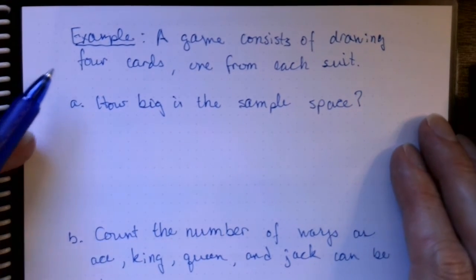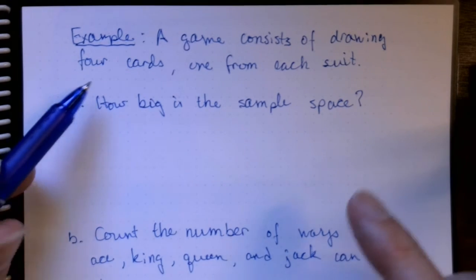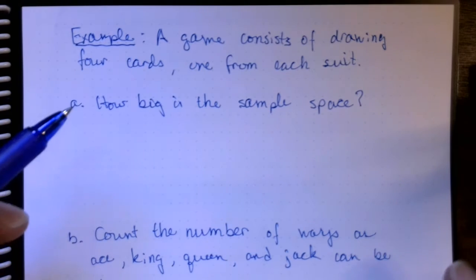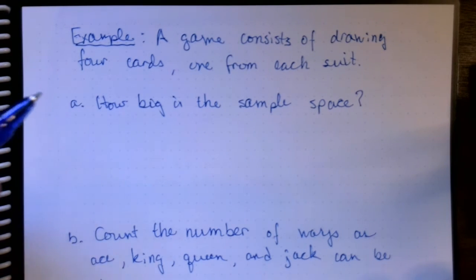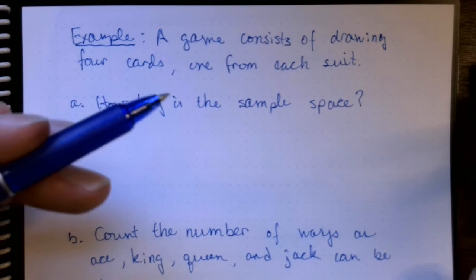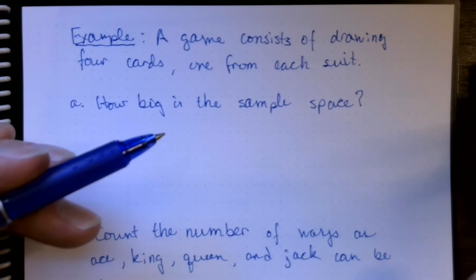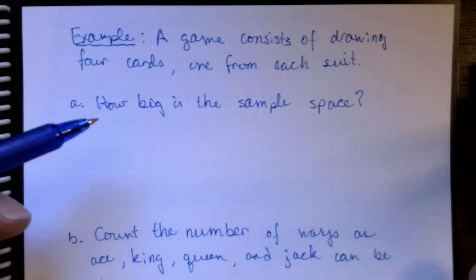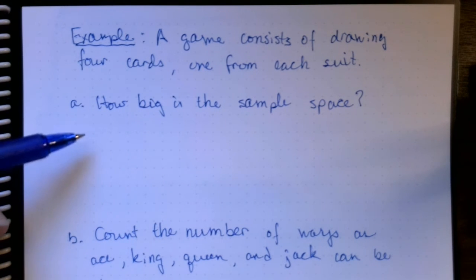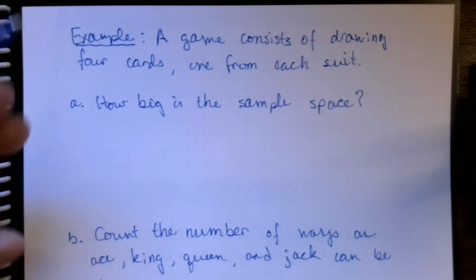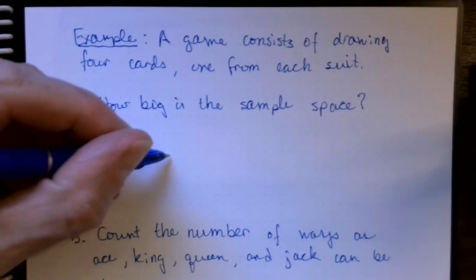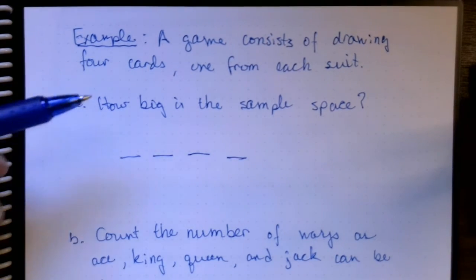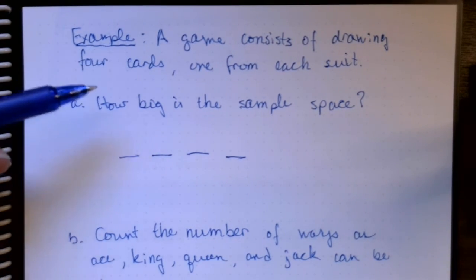So let's imagine a game consists of drawing 4 cards, and we're going to draw 1 from each suit. Let's imagine the suits are separated into 4 piles. You have a pile of the hearts, a pile for the spades, a pile for the clubs, and a pile for the diamonds. So the question I want to answer here is, how big is the sample space? Well, using our counting principles, we're going to break this task up into 4 stages. You're drawing 4 cards, you got 4 stages.